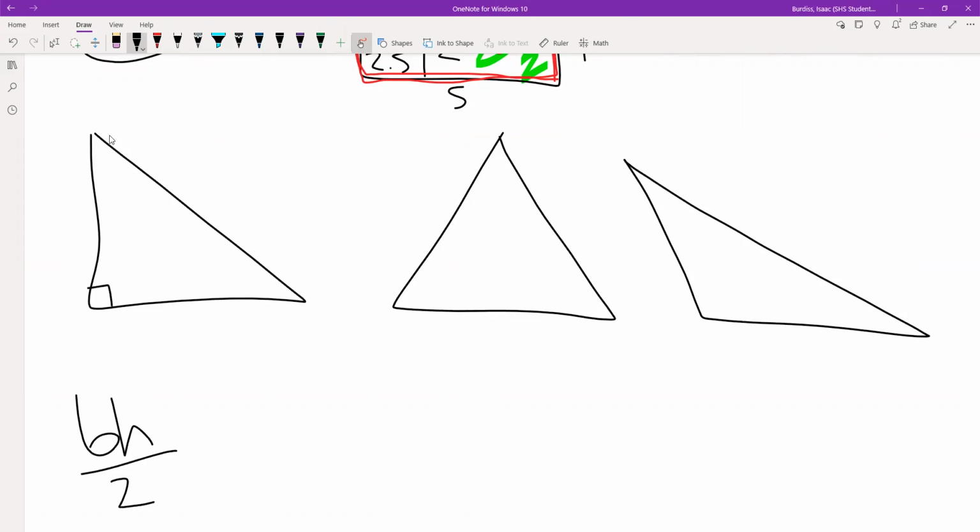Well, if you have a right triangle, then this is the base. Trying to make that straight. This could be the base, so let's say that's 3. This is the height, that's 4. Then the area would be 12.